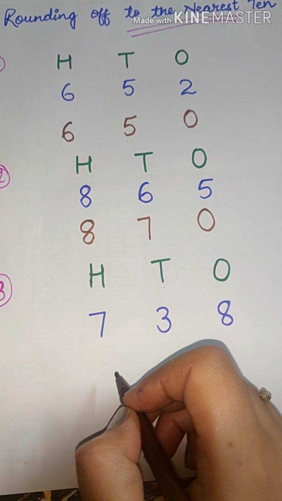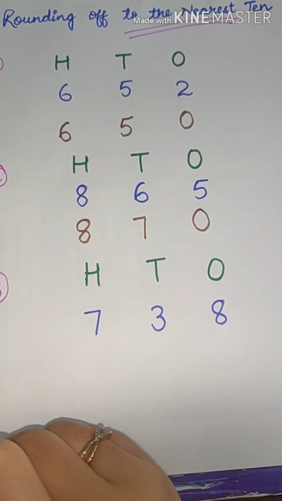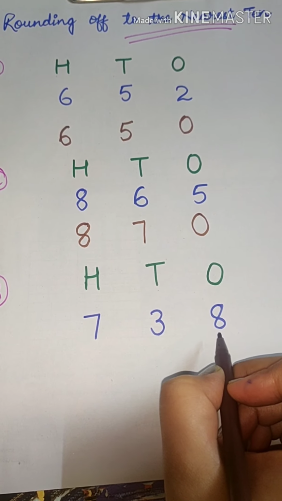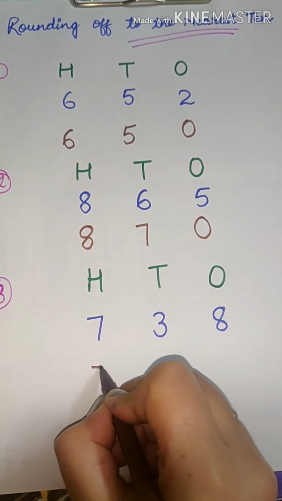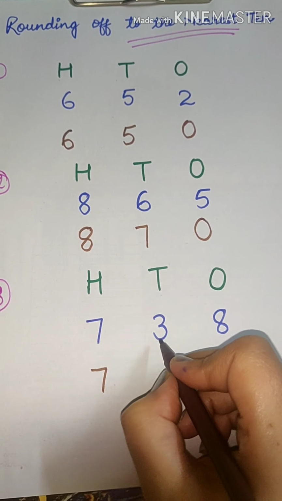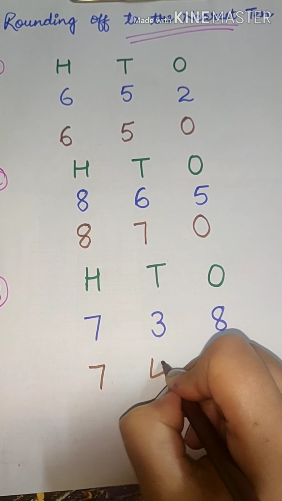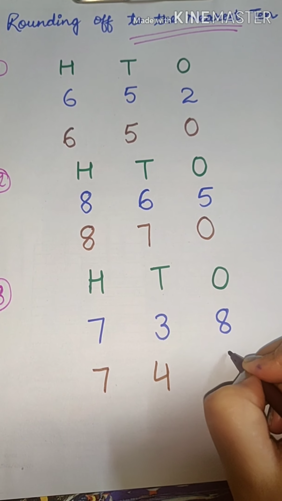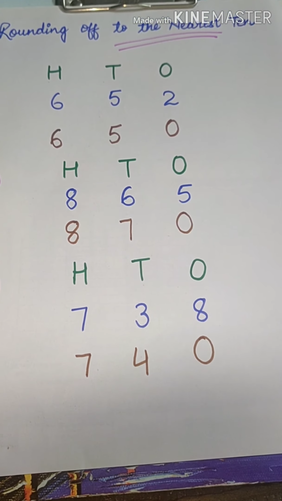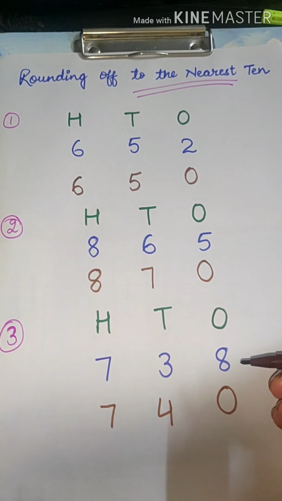Now come to the last example, 738. Now again this is a strong digit. So we will write this digit as it is and we will add 1 to this digit. This will become 4 and this will become 0. Very good. So kids, I hope this is clear to you.